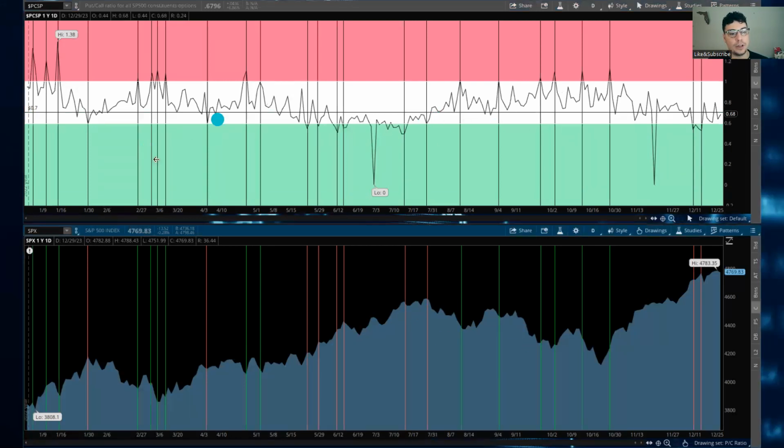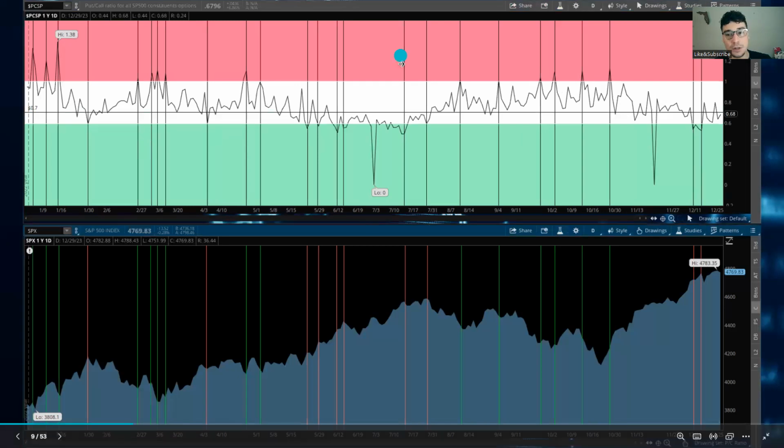And so, for instance, if you take a look at this line right here, we come down into the green, and this is basically saying that, hey, investors are getting a little bit too bullish, right? This is using that contrarian indicator, right? And so you see we put a red sell signal here, and sure enough, the stock market goes down.